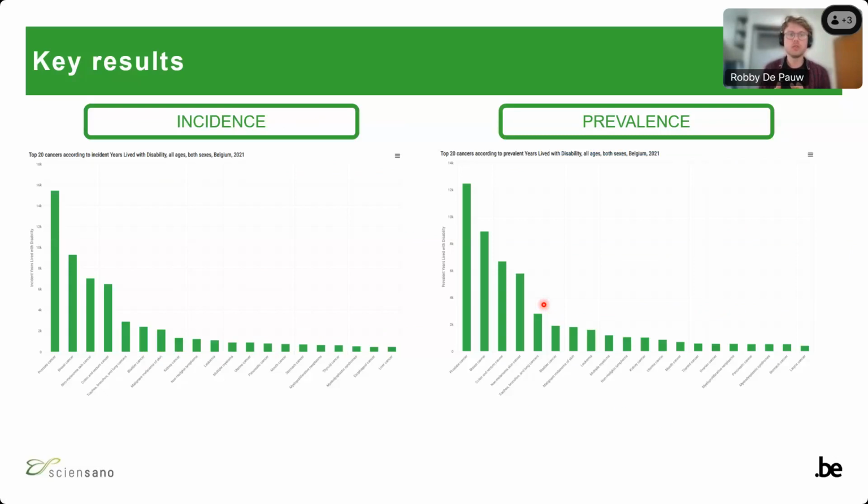And when we look at the incidence-based results, so these are the different incident years lived with disability compared to the prevalent years with disability for both sexes and all ages, we can see that this is more or less the same. So the top 5 in both is prostate cancer, breast cancer, melanoma, colon and rectum cancer. So there might be some switches of position, but in general, we can see that for both approaches, the top cancers and the ranking of cancer remains more or less the same.